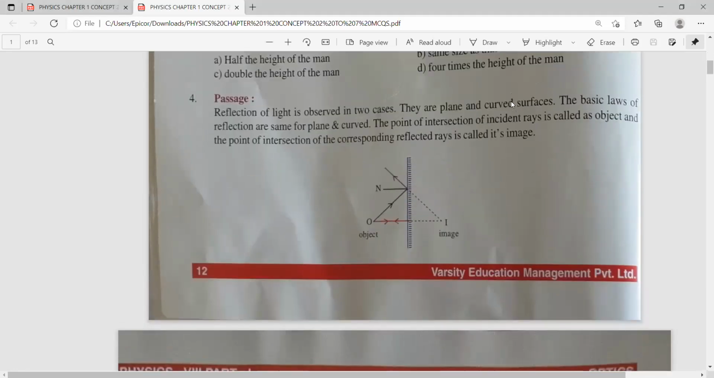Yeah, the fourth one is easy, that question. You can also solve this one. It is a passage-type question. Reflection of light is observed in two cases. They are plane and curved.